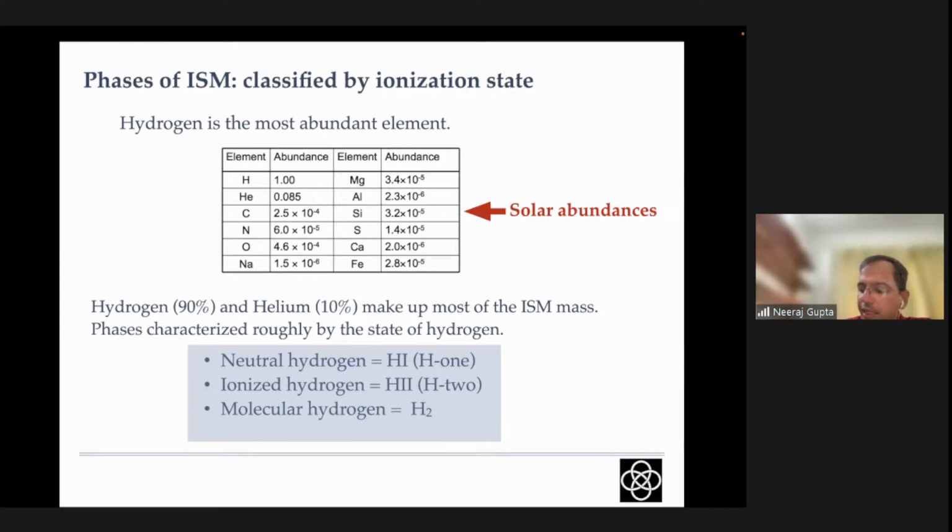By mass, if we look, 60% of the gas is actually in the atomic phase, 25% of the gas is in the atomic phase, and only the remaining 15% approximately is in the molecular hydrogen phase. So this is how gas is distributed. So most of the gas is in the atomic phase.